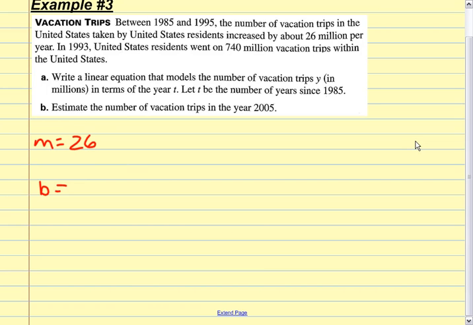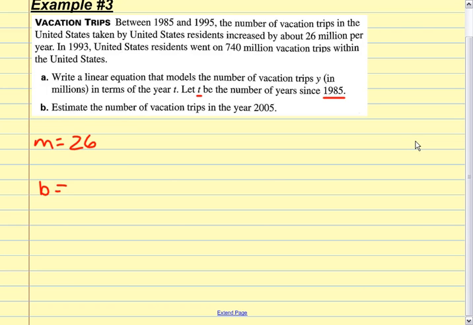Now before, because you guys have already seen me say this, and you've already figured it out, but if someone's watching this video, what they need to understand, in A, it says write a linear equation that models the number of vacation trips Y in millions in terms of the year T. But it says let T be the number of years since 1985. And Dylan, you told me, what would the year 1985 represent? 0, right? Because that's no years since 85, okay? Now, they don't tell us where we started. They don't tell us how many vacation trips there were in 1985. They give us a different point. They don't give us the y-intercept, okay?